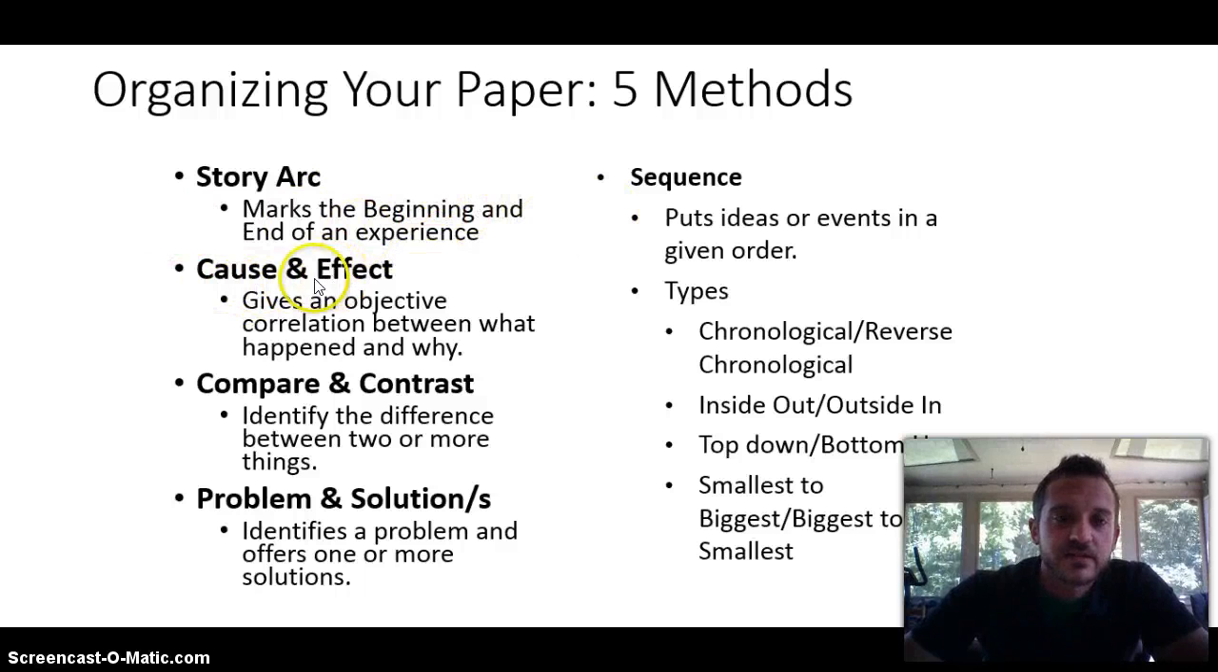Cause and effect is the next one listed here, and it gives an objective correlation between what happened and why. So in the context of this research paper, you might want to explore, maybe there's an event or a pattern of behaviors in a writer's life that causes them to create in a certain way. It informs their creative process in some way. Or maybe there's a cause and effect relationship with the success of the book.